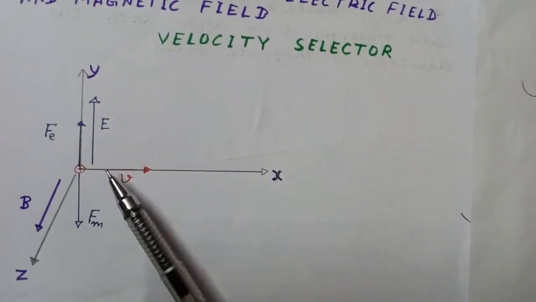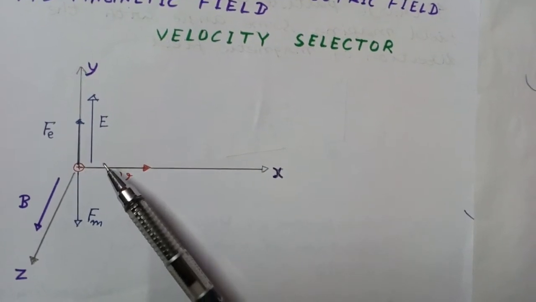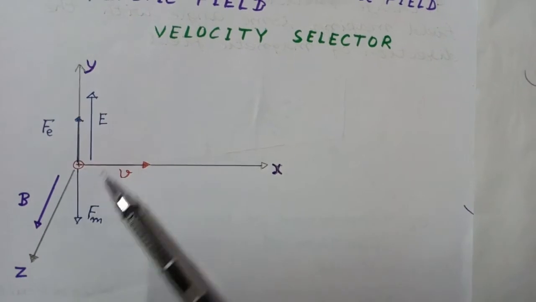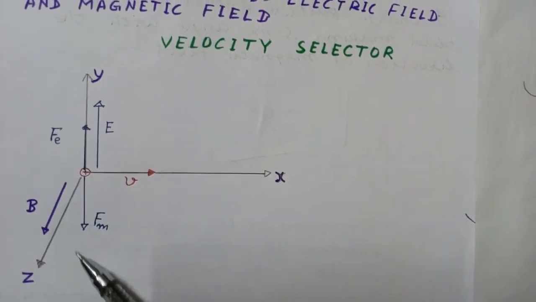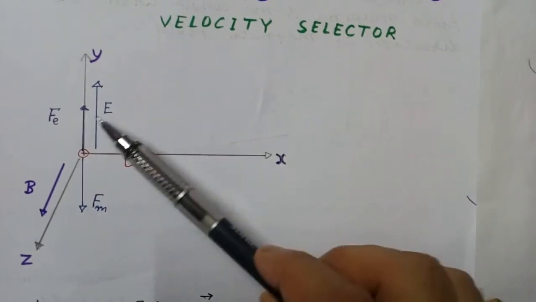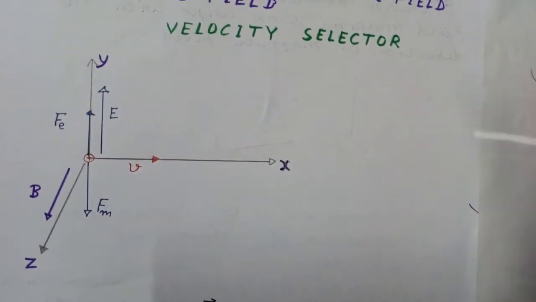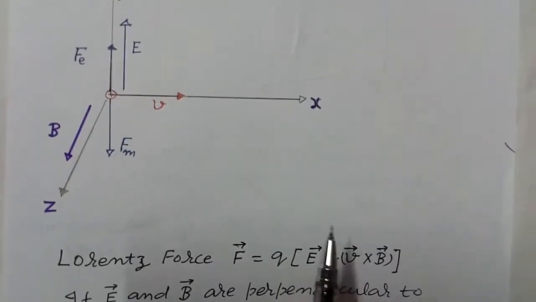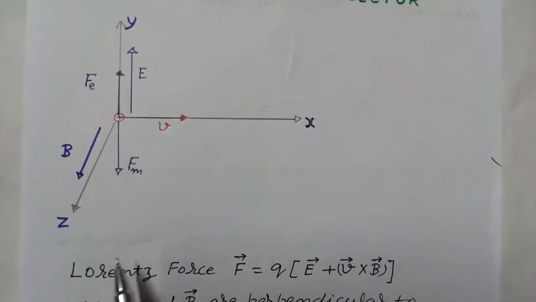Now by right hand screw rule, V cross B like this, so this screw will move in downward direction perpendicular to this ZX plane. So it is clear its direction is along negative y axis. Now we know that this force is known as Lorentz force.